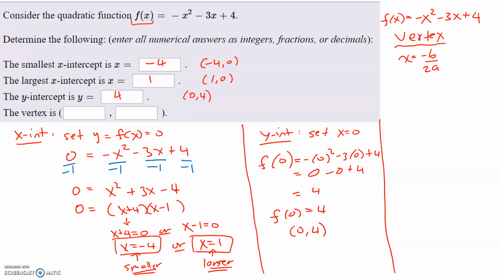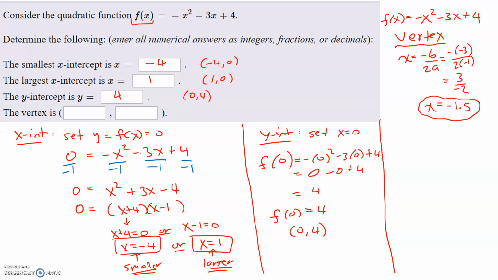So our a value is negative 1, our b value is negative 3, and our c value is positive 4, which we don't need. But negative b is going to be negative 3. b is negative 3, so we have negative 3 over 2 times a, and that's 2 times negative 1. So negative b becomes a positive 3, and 2 times negative 1 is a negative 2. And if you divide 3 by negative 2, this gives you negative 1.5. So the x-coordinate of the vertex is negative 1.5.